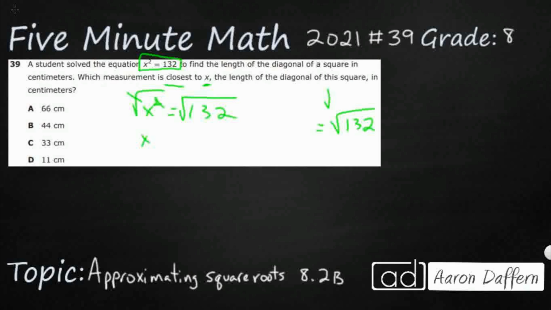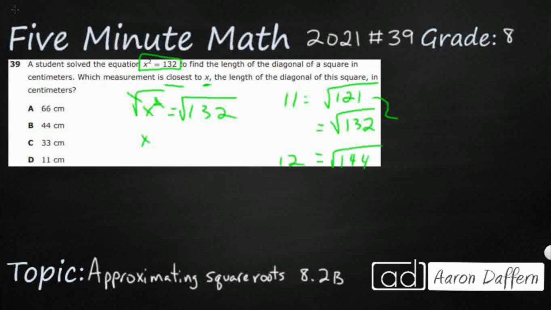So what is going to be a square below 132? The closest square below 132 is going to be 11, the square root of 121. And then what's the next one above? 144. So that's going to be 12. So the answer is going to be 11 point something. You see that 132 is stuck between the 121 and the 144.